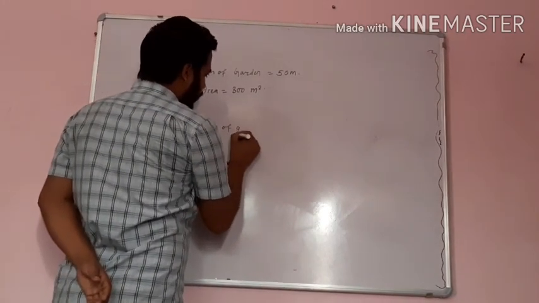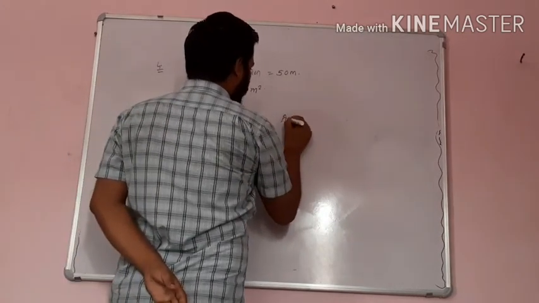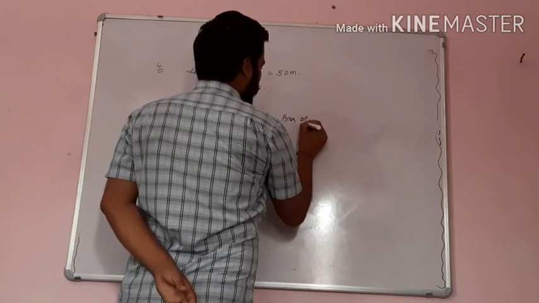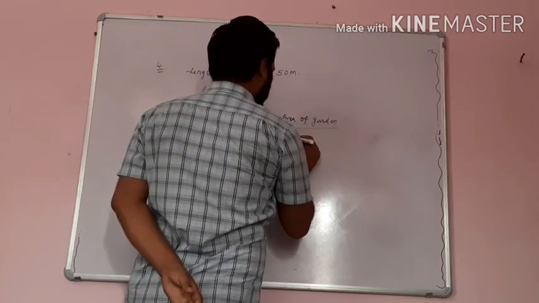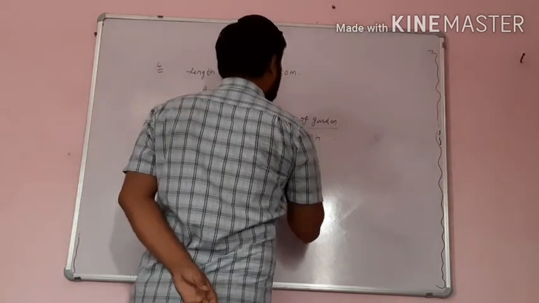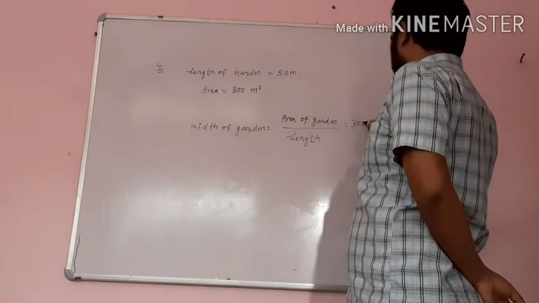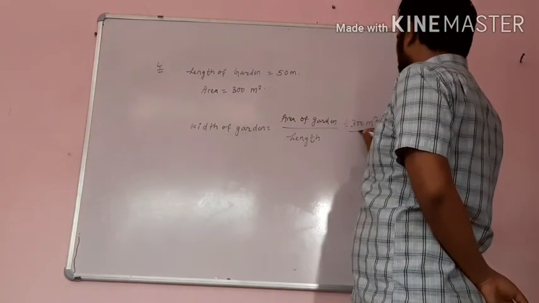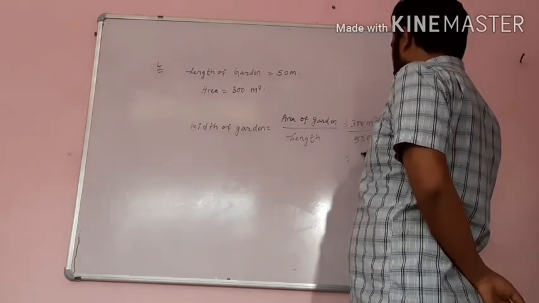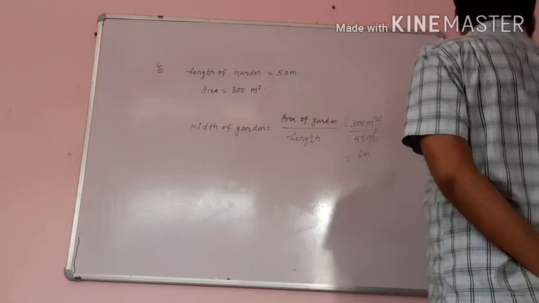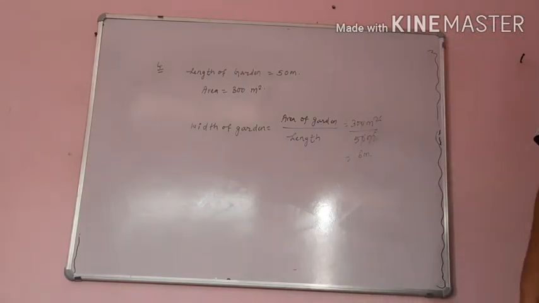The width of the garden is given by the area of the garden upon the length. Now, the area of the garden is 300 meter square upon 50 meter, that is 6 meter. The width of the garden will be 6 meter.